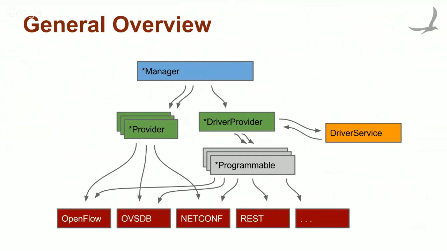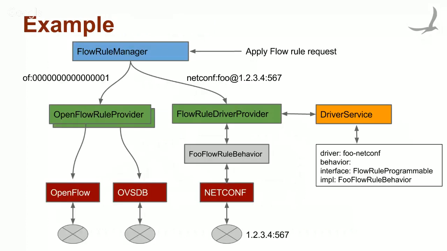But the driver provider classes are there for the families that don't provide it, and they use the driver service to get the programmable behavior for that specific device that's specified in the driver, and they use that to talk to the device. As an example, we can see an apply flow rule request. If it happens with a device ID of OpenFlow, it goes through the OpenFlow rule provider subsystem and goes down to the OpenFlow device. If it comes, let's say, for a netconf device, we get the flow rule driver provider, and he asks the driver service, does this device have a specific flow rule programmable implementation?